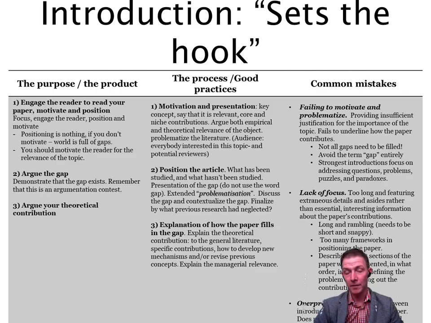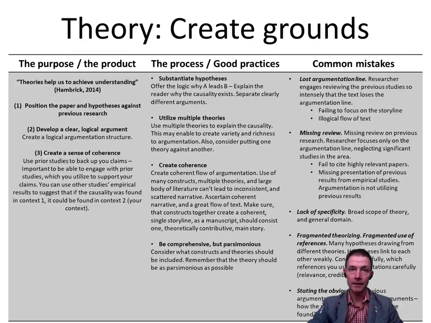Perhaps the main thing to remember is that the first section motivates, the second section presents the gap, and the third section presents how you fill in the gap, so you argue the contribution. And these you should do particularly clearly, so that it's understandable and clear for the reader. Then the second section, the theory section, you create grounds for your research question, your argument, your study.